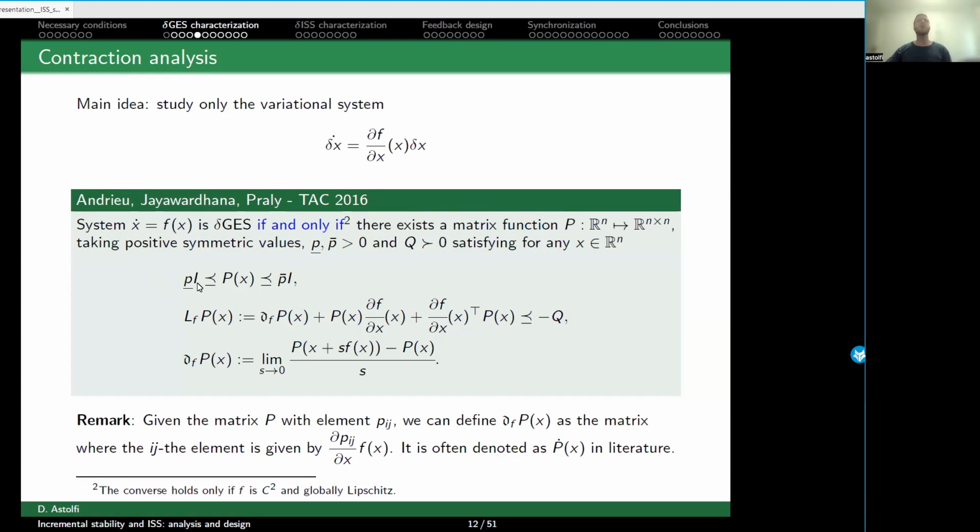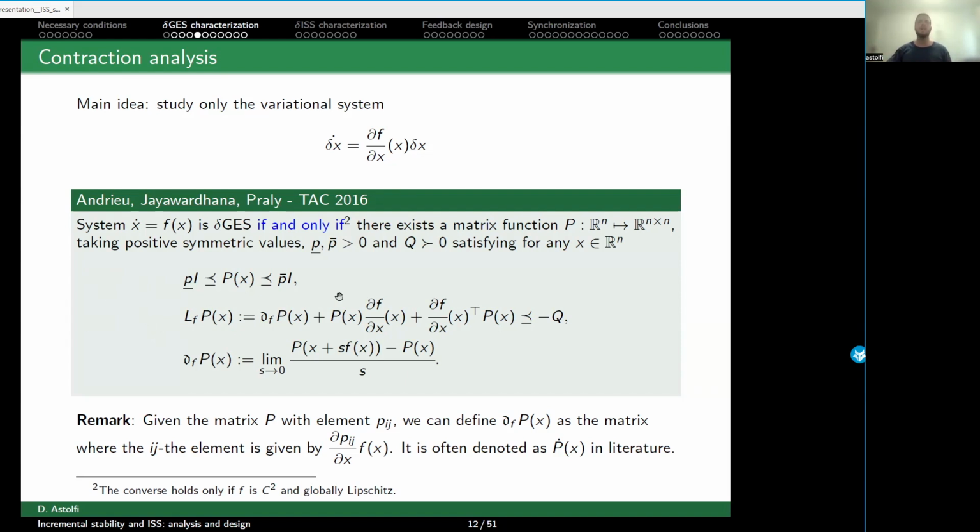Again, we recognize somehow a sandwich inequality. Indeed, we ask this matrix P to be uniformly bounded from above and below, similarly to what we ask for the Lyapunov functions. And the second inequality is again, I will come back to this, a generalization of the Lyapunov inequality, because basically we are taking the derivative of P along the vector field f. Here we have to be a little careful, because since P is a matrix, we have to deal with tensors.